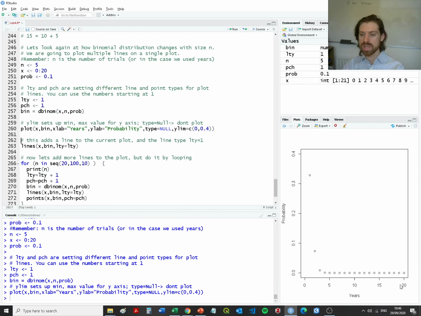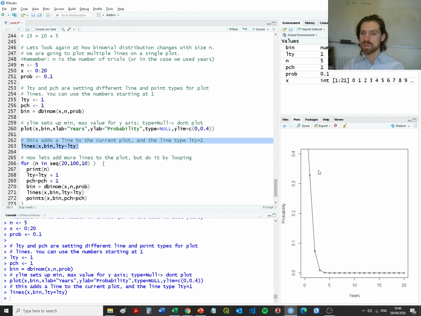So 0 to 20 is the number of years that we're interested in running here. And then for each bin, we generate a probability, which you're able to see. Let's just add lines to this. And now we have a distribution function over the time period here. So this is very simple, and it's basically the same plot that I plotted already within the lecture and earlier within this lab.